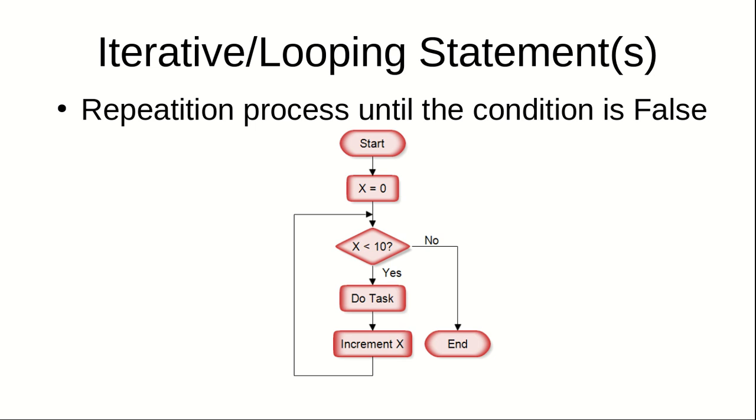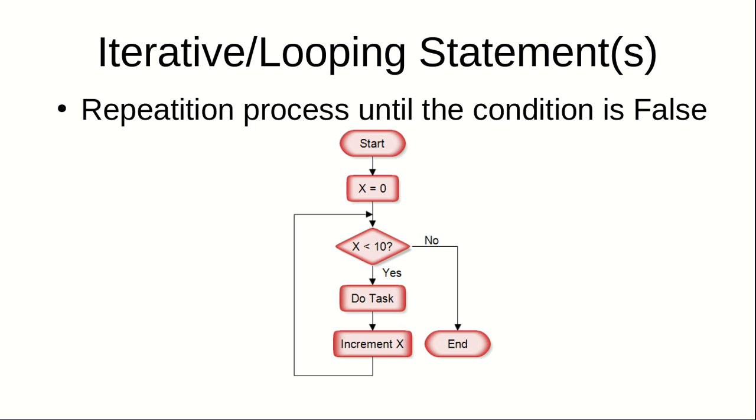So now x will become 1. So is 1 less than 10? Yes. Again do the task and increment the x value by 1. So now x will become 2 and again you need to do the task and increment by 1. You need to increment until the condition is false, right?